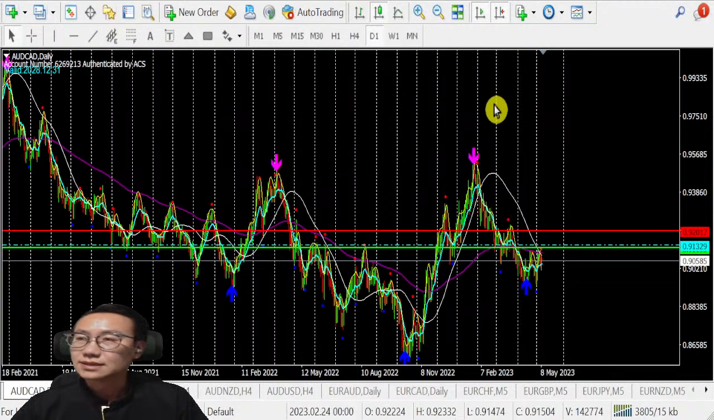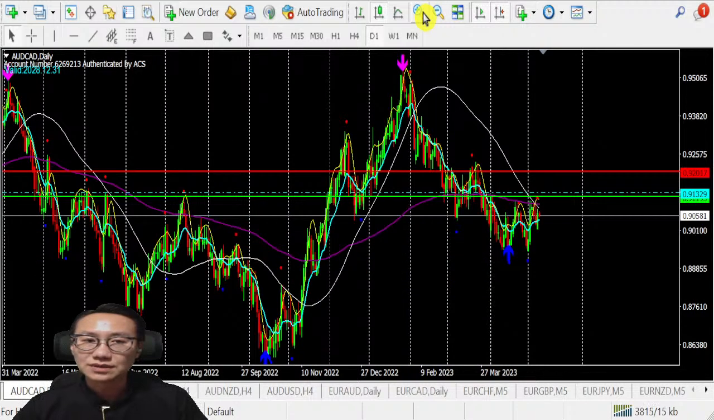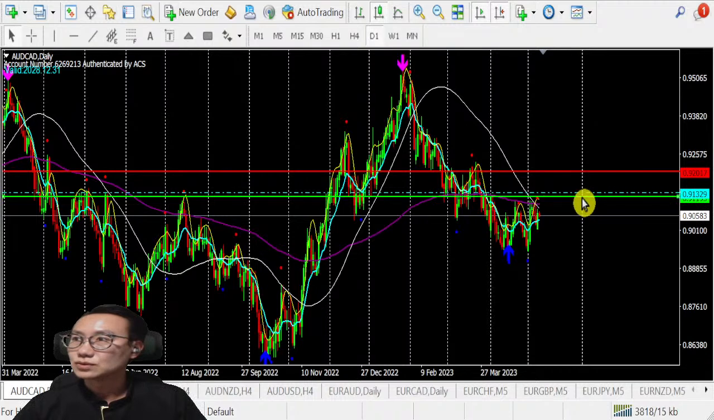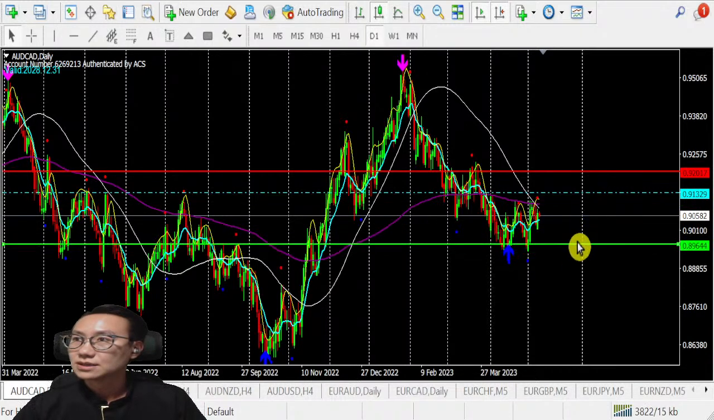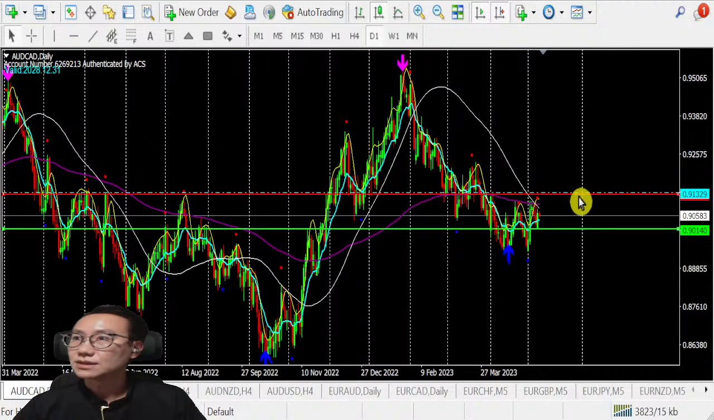Today we can see that this is a downward trend over here, and over at this point here. So since it's a downward trend, at this point here I'm going to take a check on the support.